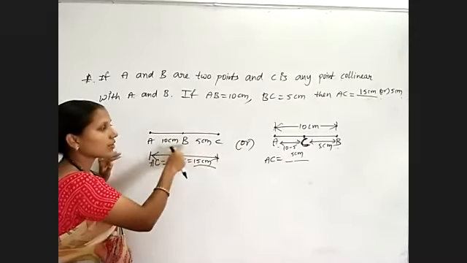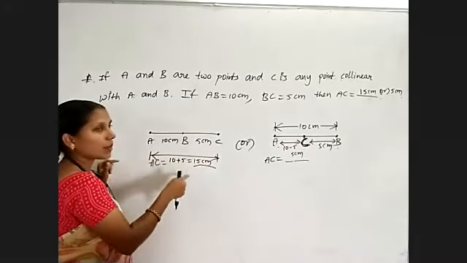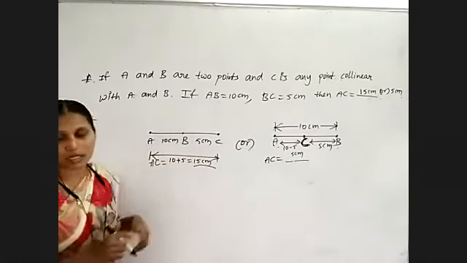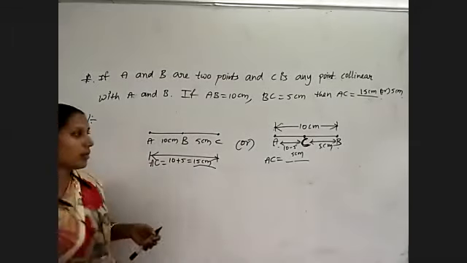C is in between A and B. In that case, AB minus BC, that is 10 minus 5, which is equal to 5 centimeters. Okay. Now coming to the next problem.